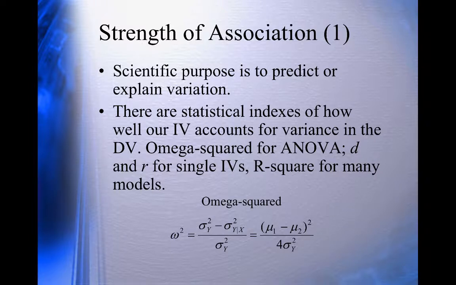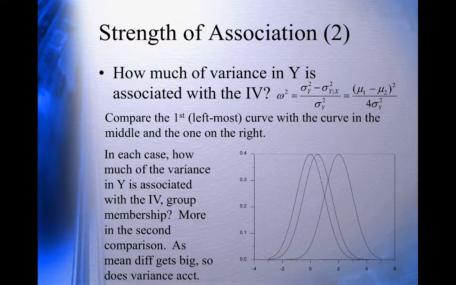the idea is, if we have two groups, if we have a strong independent variable, we should see a big difference in the means of the groups. And the yardstick for a big difference is the variance of the population. All right, so let me try and make that a little bit more accessible. The variance in y minus the variance in y given x, over the variance in y, or mean 1 minus mean 2 squared over 4 times the variance.